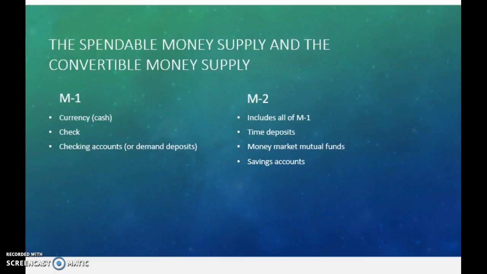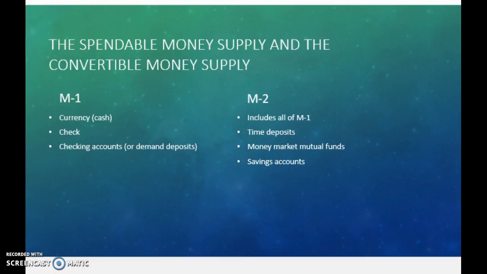A check is an order instructing a bank to pay a given sum to a payee. Checking accounts are money because their funds may be withdrawn at any time on demand. These are all non-interest-bearing or low-interest-bearing forms of money.